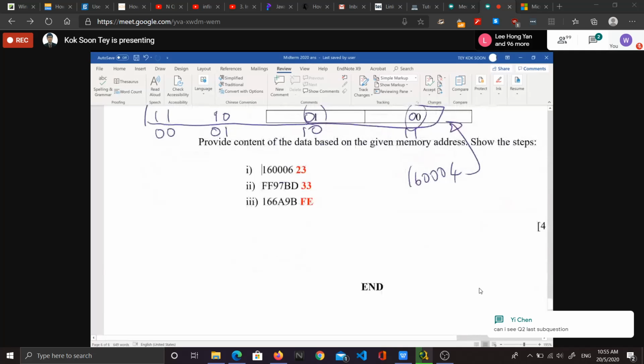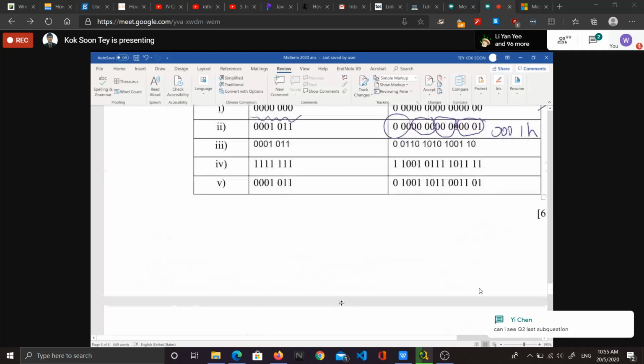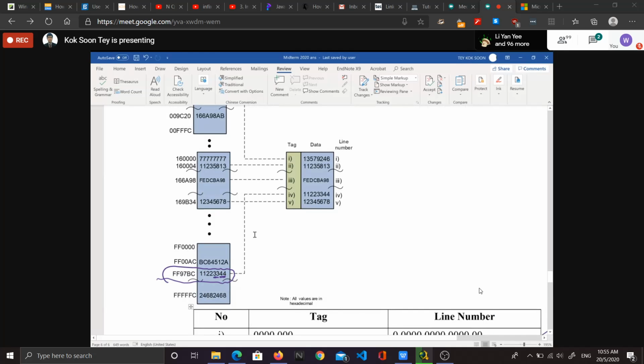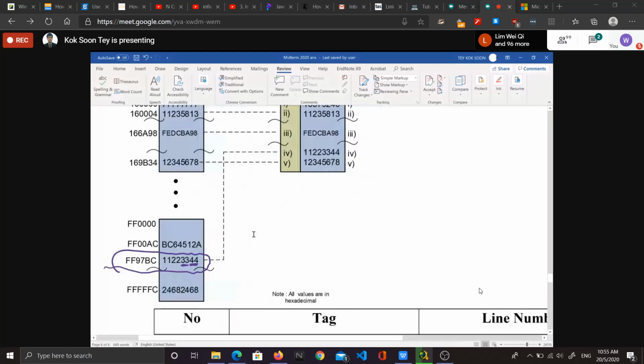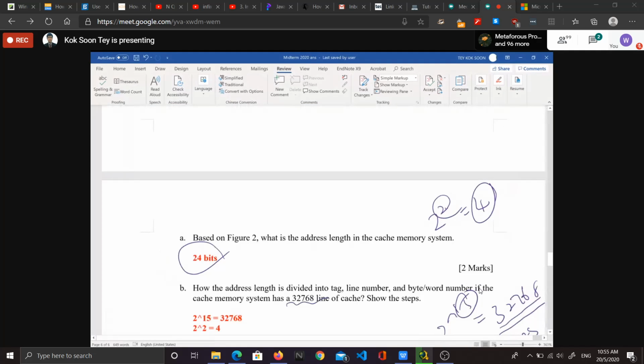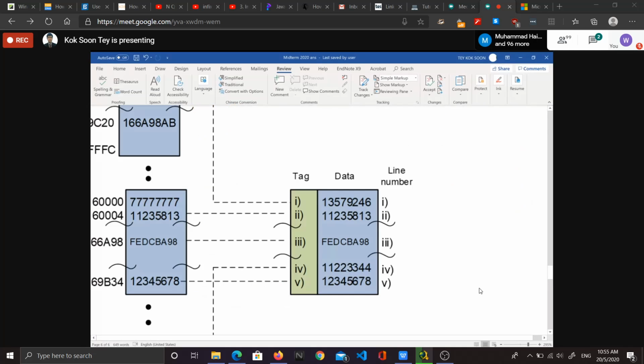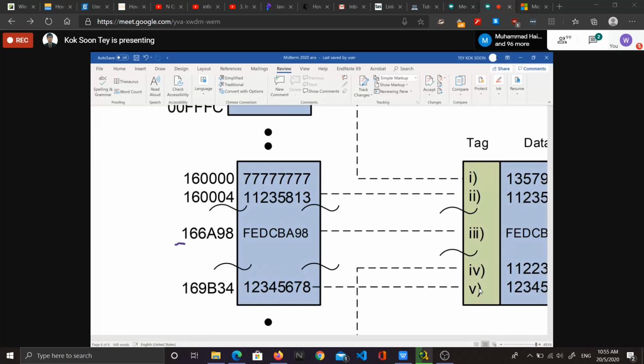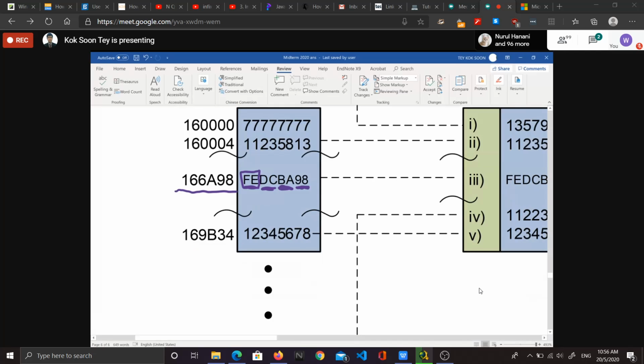Then the last one is 166A9B. Where is the 166A9B? It is here. Okay, your 166A9B should be in here. 98 is pointing to this one, 99, 9A. So this is your 9B. So your 9B has content data FE.